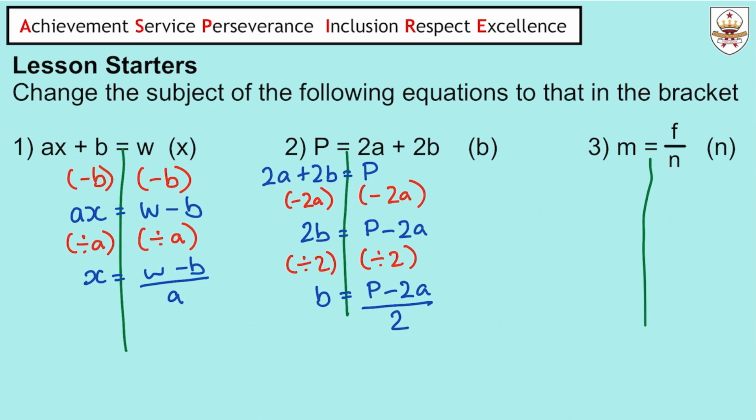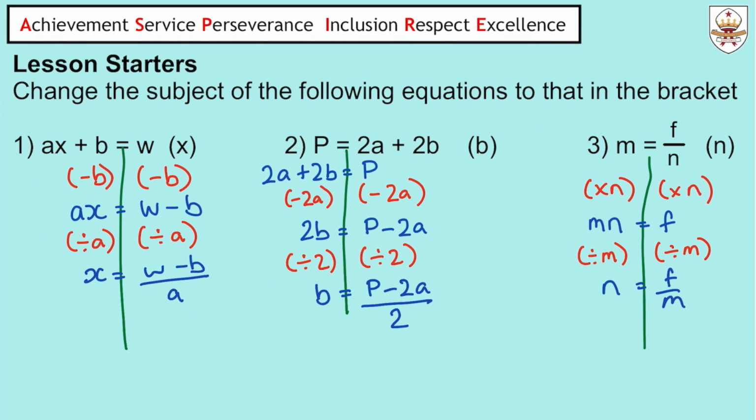So first of all, let's draw a line down the page. The first thing that I'm going to do here is multiply both sides by n to make this a flat equation. This gives us mn is equal to f. Now I've got m times n is equal to f, so I'm going to divide by m on both sides. This gives me n is equal to f over m.